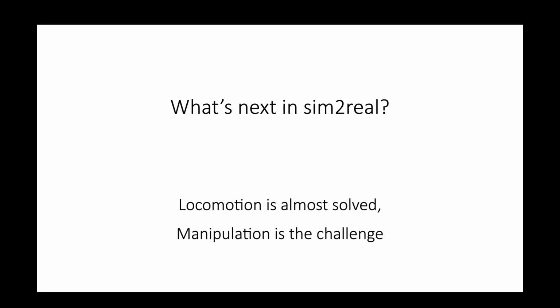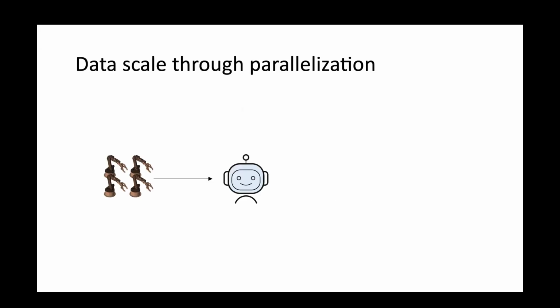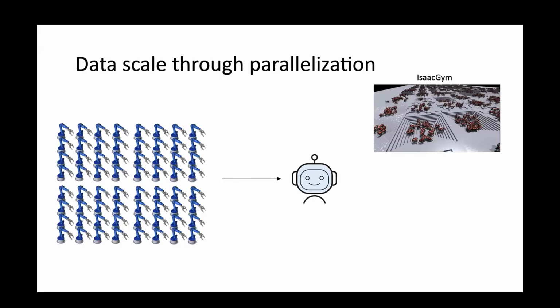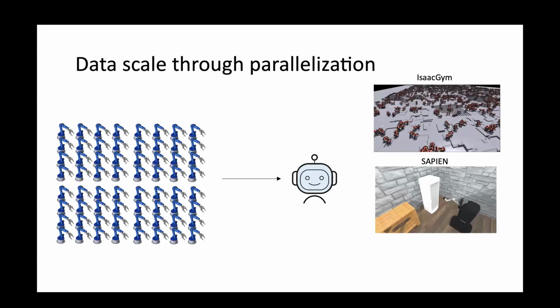Now, locomotion models are already trained on billions of samples to work really well. For manipulation, we'll require way more data, and this is where things get interesting. Like simulation, we can scale through parallelization, like Isaac Gym and so on.